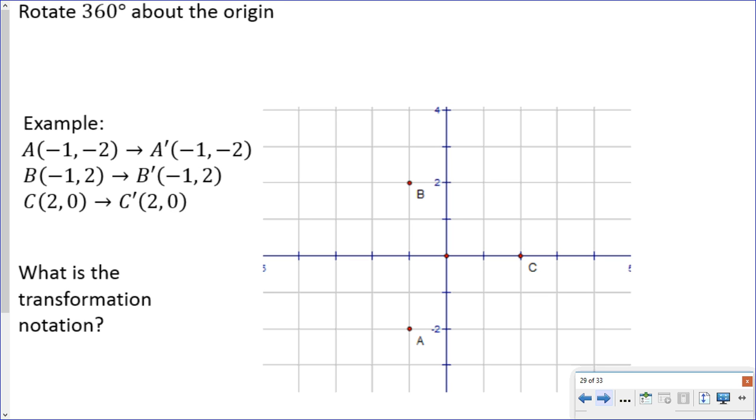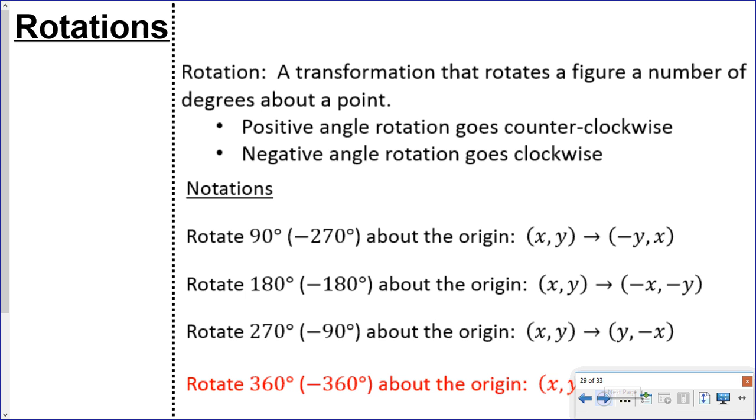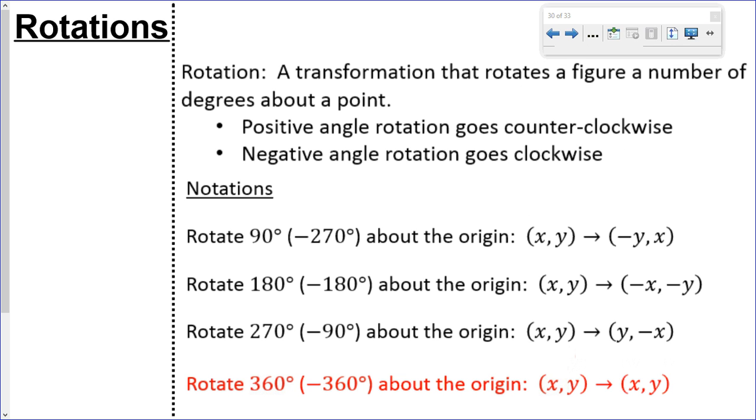And then the last rotation is the easiest one. You don't really have to think about it because A and A prime, if I'm going 360 degrees, means I'm going to be back where I started from. So that's why all of these are the same for 360. So the notation for 360 is just the original x, y because you've gone all the way around and ended up back on the same point for a 360-degree rotation.